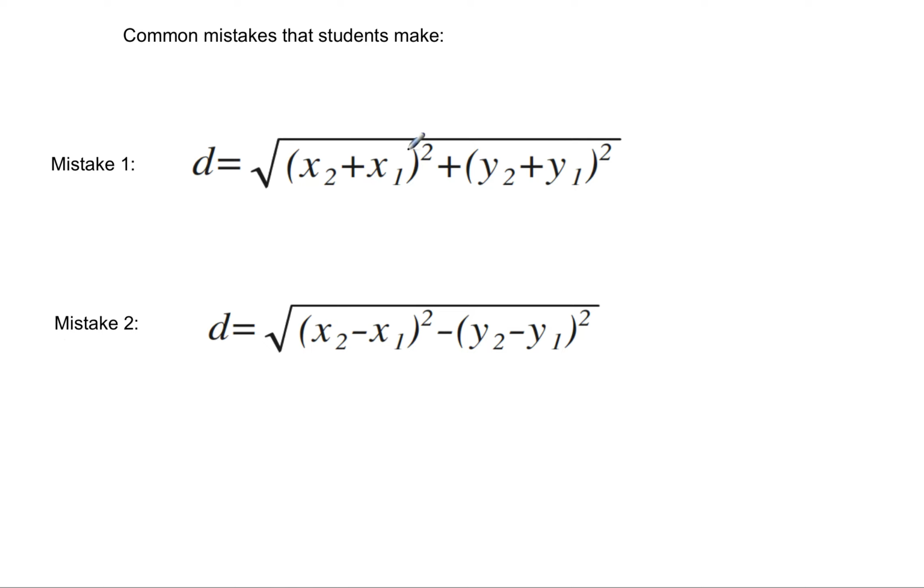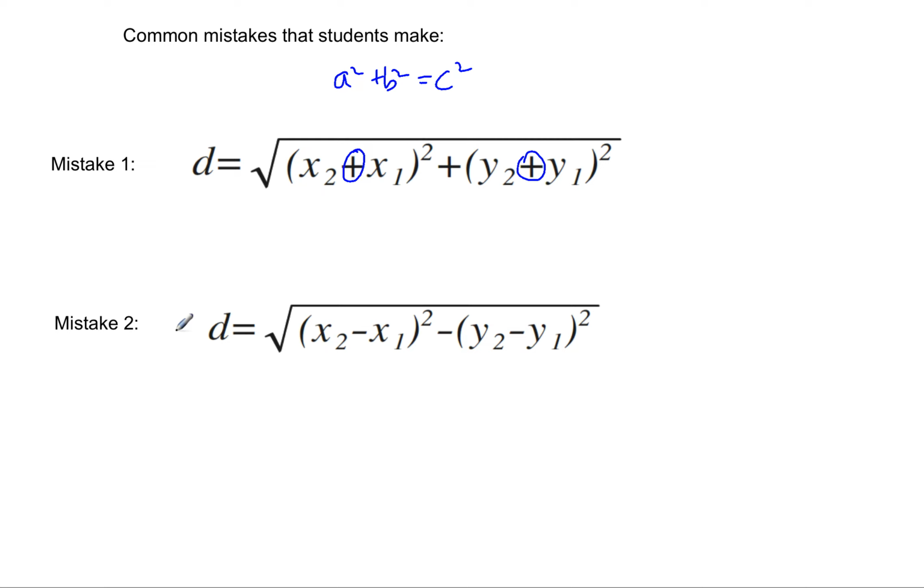Okay, so mistake number 1. So what's the problem here? Well, remember, the distance formula is nothing more than the Pythagorean theorem. a squared plus b squared is equal to c squared. Well, yes, they added the squares of the two legs, but look what they did. They did not take the difference between the two x values and the two y values. They took the sum. That is a common mistake that students often make.